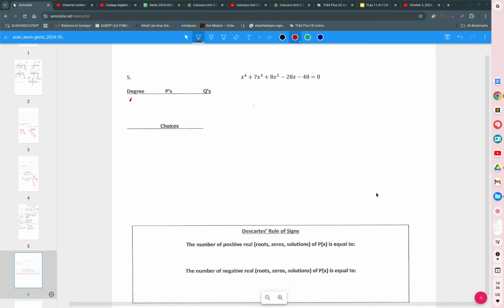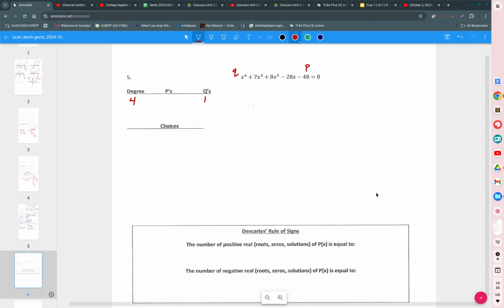4. All the ones we did yesterday were of degree 3. So that makes this different. Okay? We are going to list the p's and the q's. The p's are factors of the last number, and the q's are factors of the front coefficient. So let's start with the q's. The factors of 1 are 1 and 1.